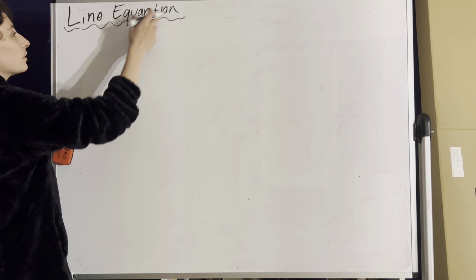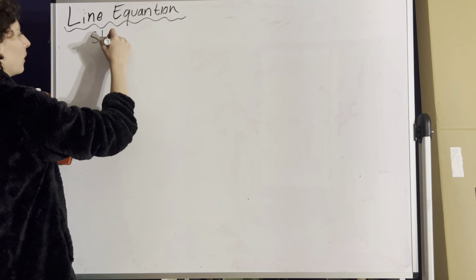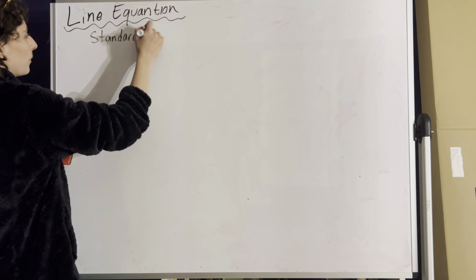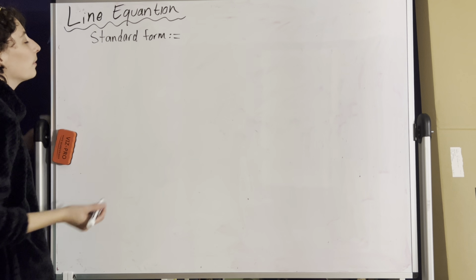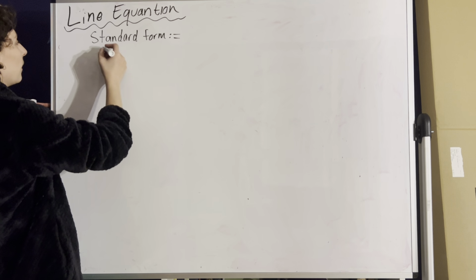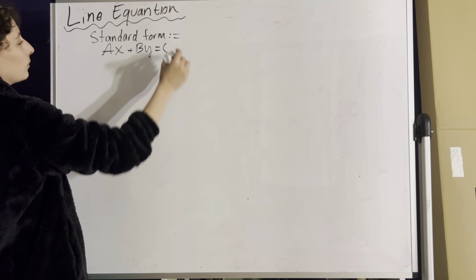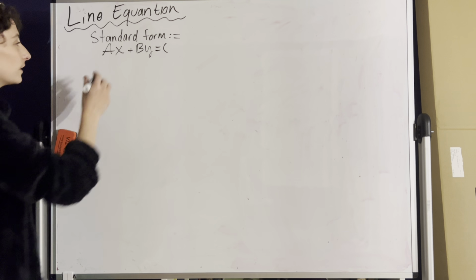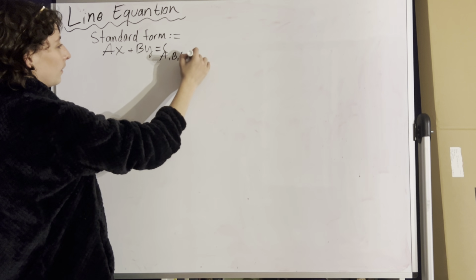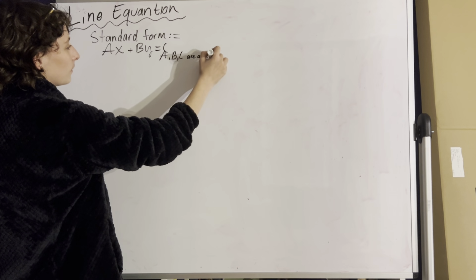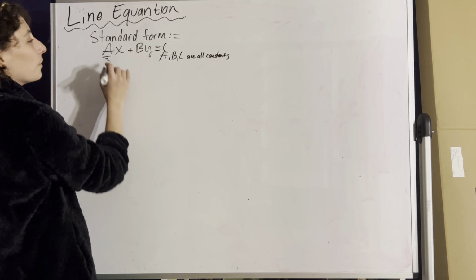So first off, there's a few different forms we have line equations in. We have standard form, and this little symbol means defined by. So that's defined as ax plus by is equal to c. Some important things here: a, b, and c are all constants.